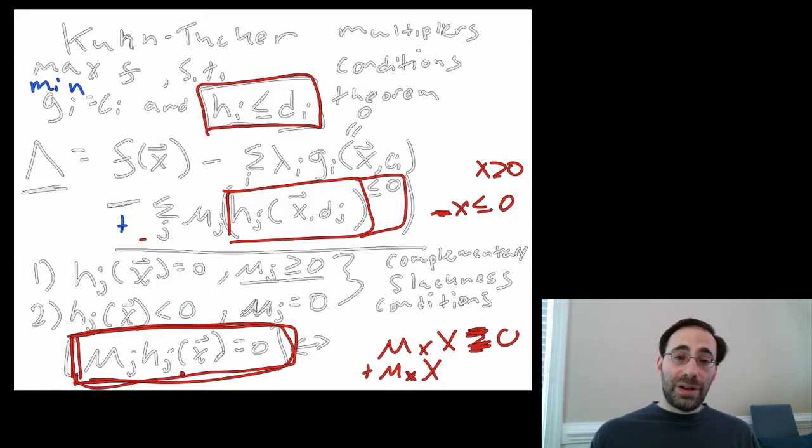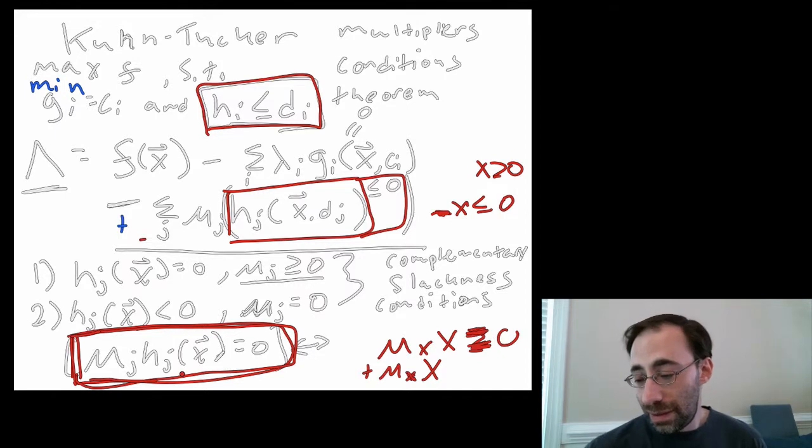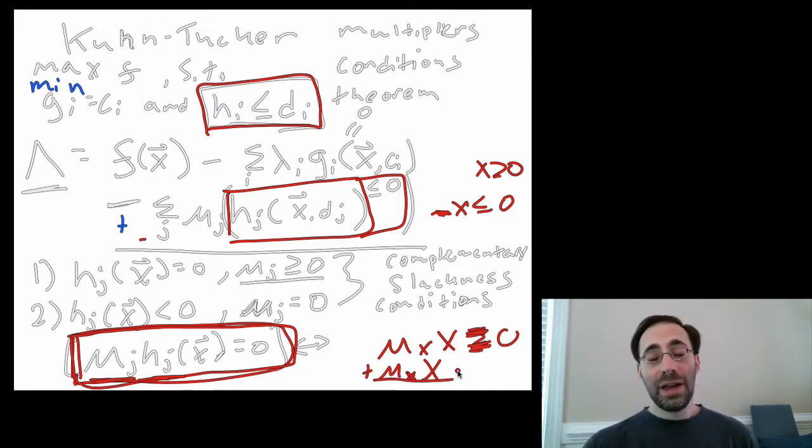Mu's will also enter, just like lambdas did, when you differentiate your Lagrange type function with respect to the x's. Because the mu's are multiplying the h's, which are functions of x's, in some cases just simple functions, x, for this case over here. So when you differentiate with respect to x, you end up with a mu. So they will appear elsewhere in your system of equations. And we'll see this in the examples in the next module.